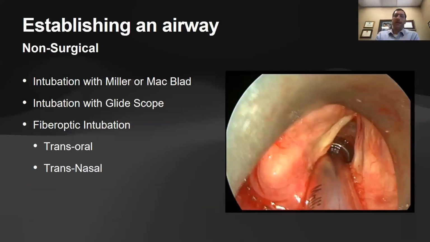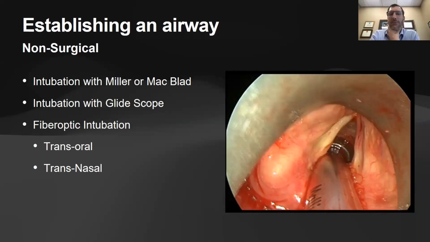So when we talk about establishing an airway, non-surgical management is by far the best way of doing it, and doing it in a controlled fashion is the best way. Unfortunately, we have patients that come to us in distress, that let a tumor grow or something happen to them. Sometimes it's trauma, and now it's not a controlled setting. So establishing an airway is still non-surgical options first and foremost, and the technology has dramatically changed to make this a better opportunity for us.